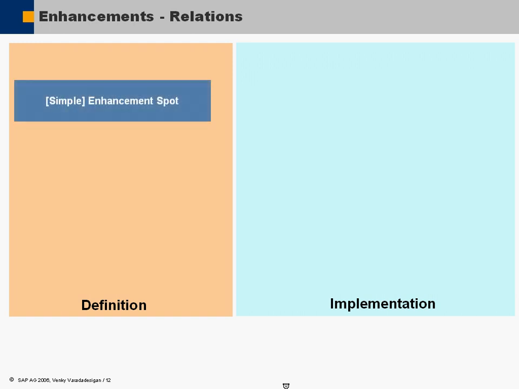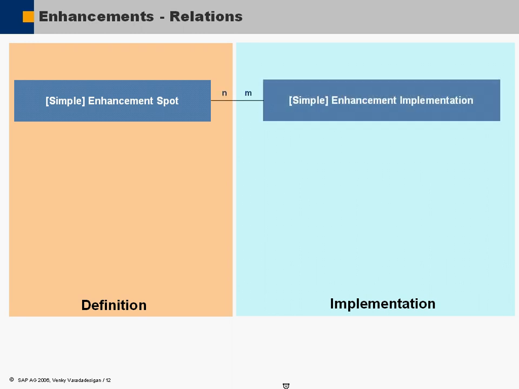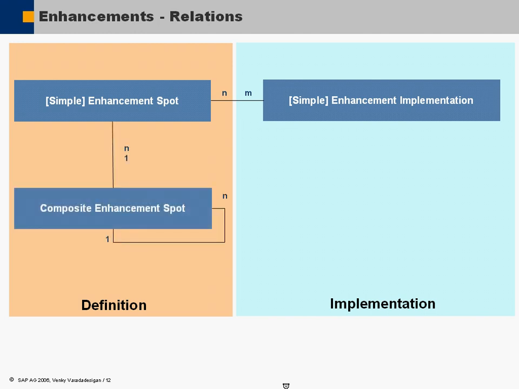So we have four new terminologies in the new enhancement technology. I want to introduce you to these four terms. The first one is called simple enhancements part, or simply the enhancements part, and that is typically provided by SAP, and could be implemented using a simple enhancement implementation. And the relationship is many to many. That means for a single spot you can have multiple implementations and vice versa.